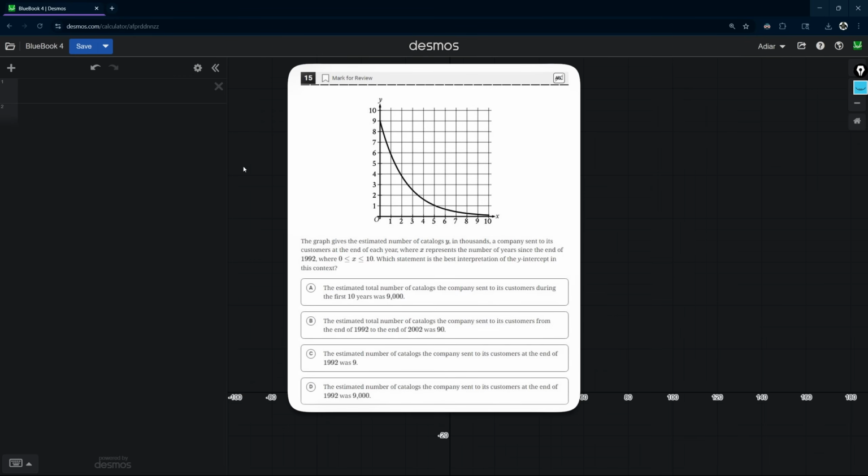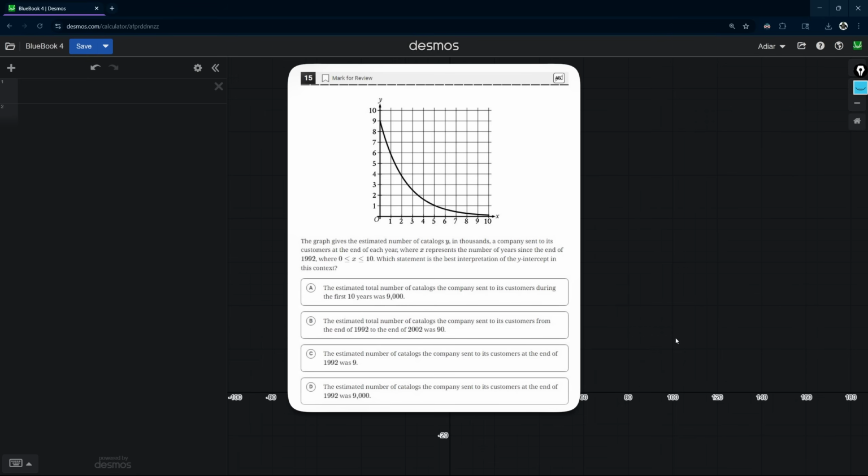In question number 15, we're told the graph gives the estimated number of catalogs y, in thousands, a company sent to its customers at the end of each year, where x represents the number of years since the end of 1992, where 0 is less than or equal to x is less than or equal to 10. Which statement is the best interpretation of the y-intercept in this context?